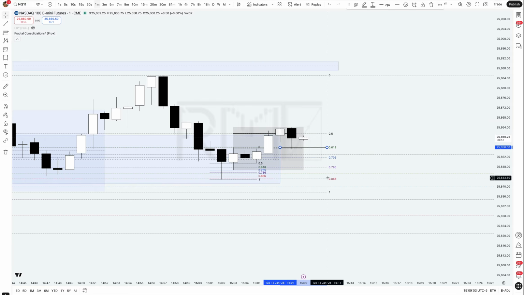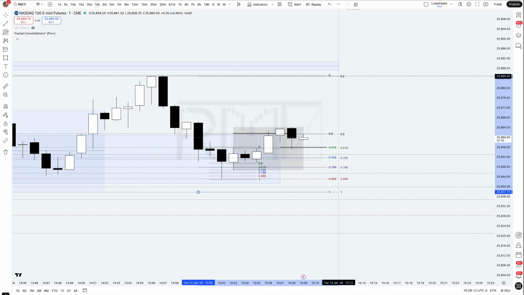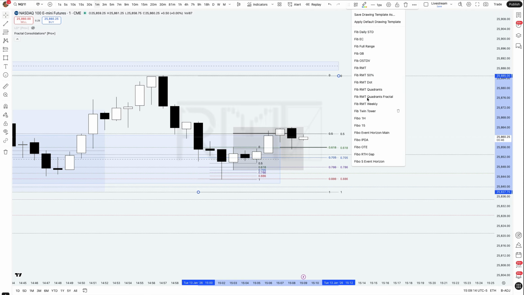We're gonna touch the 886. We're gonna go first level above the 50%. That should be a 618 here. If I do something like this, OTE.